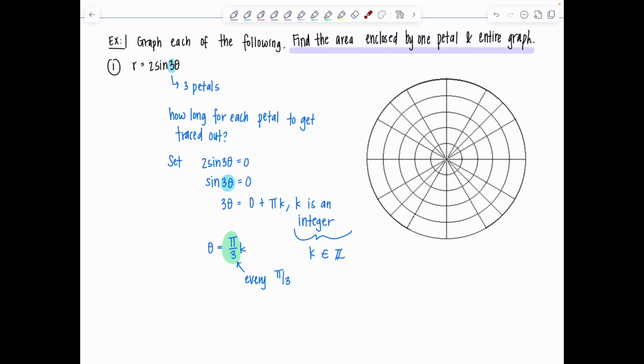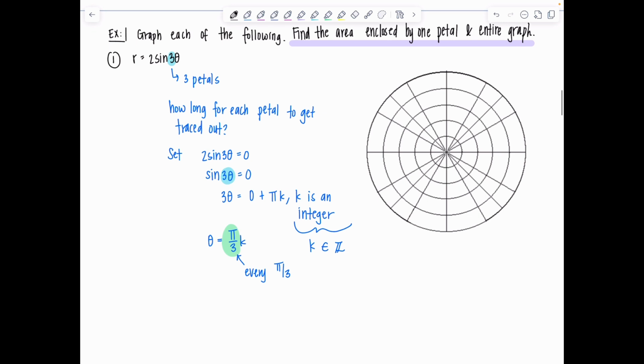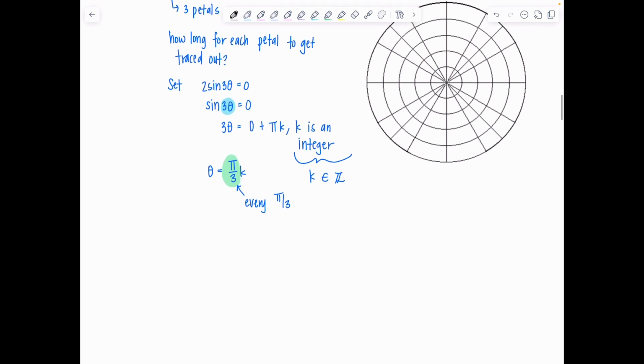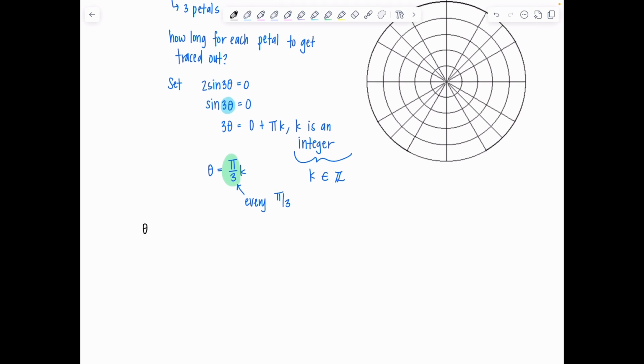So you don't need to make a table now from 0 to 2 pi, just 0 to pi should do it. Now for this first one, I'm going to make a very detailed table, and then I'm going to show you some things that you can kind of skip to save time, okay? So here we go. Let's make our table. Theta, and then r, which is 2 sine 3 theta.